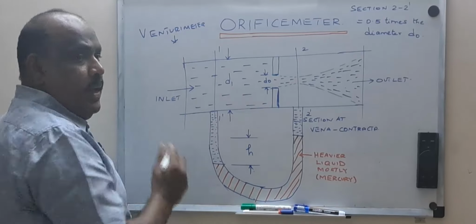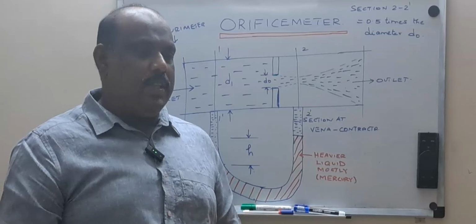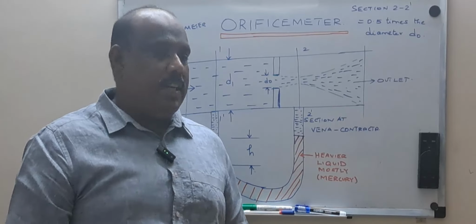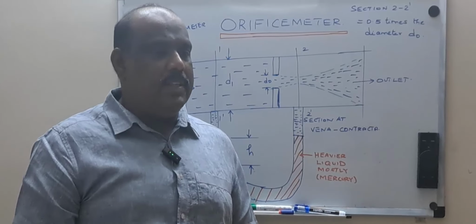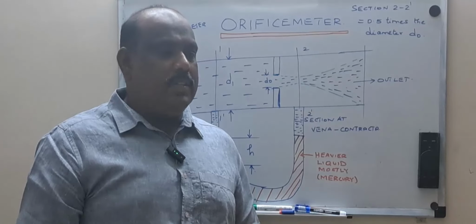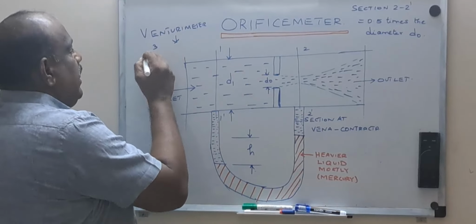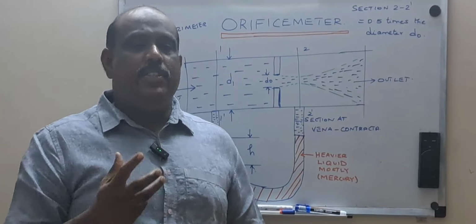Can you tell me the usage of Venturimeter? Why is it used? Yes, you are right. The Venturimeter is used to find the discharge or the flow rate. What is the unit of flow rate, the volumetric flow rate or the discharge? Yes, very good. It is meter cube per second. In the case of the Orifice-meter also, we are going to determine the discharge only.